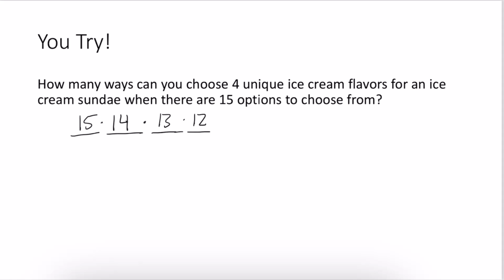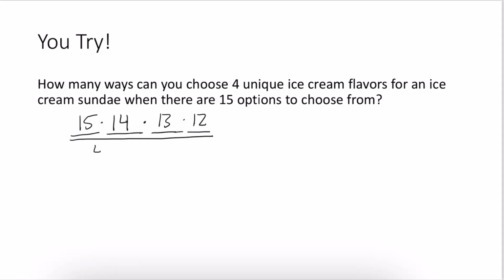12. However, this is an ice cream sundae, and it really doesn't matter if I choose vanilla, chocolate, strawberry, and then mint, or if I choose them in a different order, because it's a sundae where they're all going to be accessible and I can eat them all at the same time. So since the order doesn't matter that I choose these ice cream flavors in, that means I need to divide out all of the duplicates of the same 4 ice cream flavors that show up multiple times in the choice tree. And the number of times that any group of 4 ice cream flavors will show up is 4 factorial.